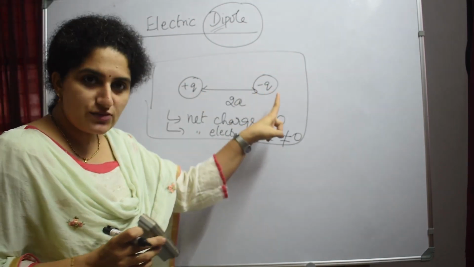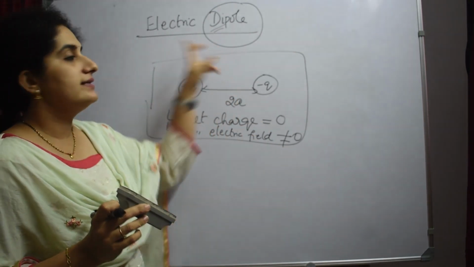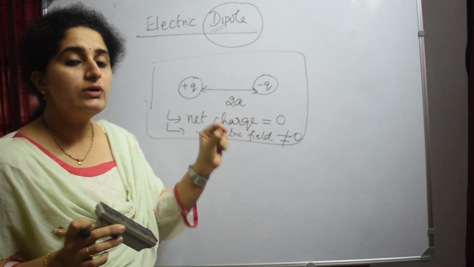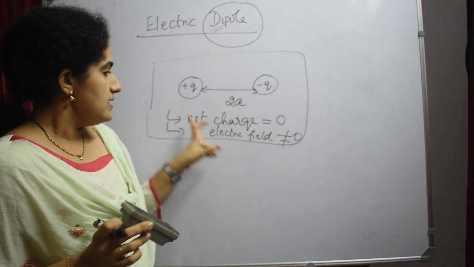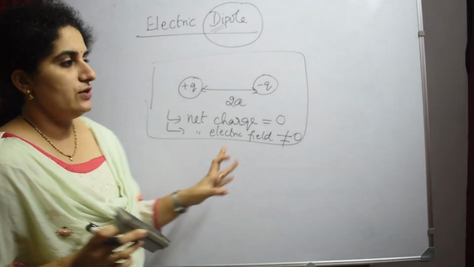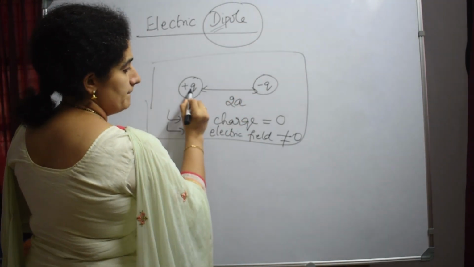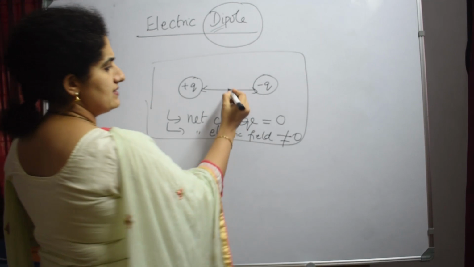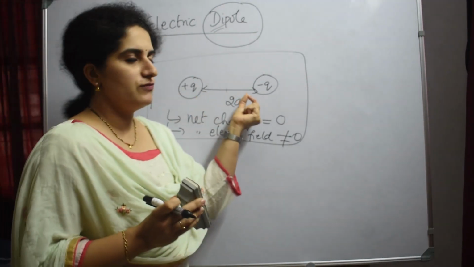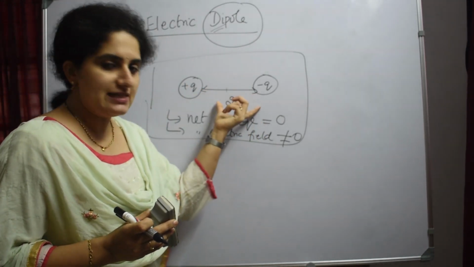Net electric charge will be 0, but net electric field is not 0 in the dipole. Somewhere here in the middle, if you consider, there will be a minute amount of electric field. Okay, so net charge will be 0, net electric field will not be 0. Now, the line joining these plus q and minus q will have one center. So this is called the center of dipole. That is not a definition as such, but you have to know that point. Okay, so it is a separation of 2a, distance is 2a.